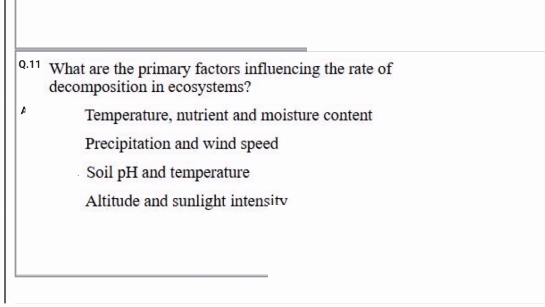What are the primary factors influencing the rate of decomposition in ecosystems? Options are: temperature, nutrient and moisture content; precipitation and wind speed; soil pH and temperature; altitude and sunlight intensity. Among these, the correct answer is soil pH and temperature.